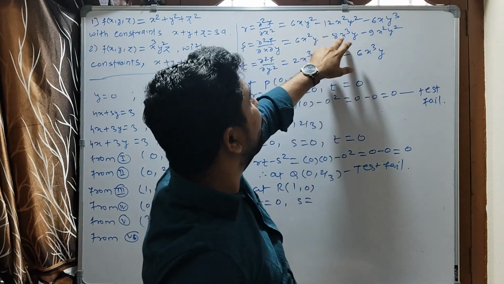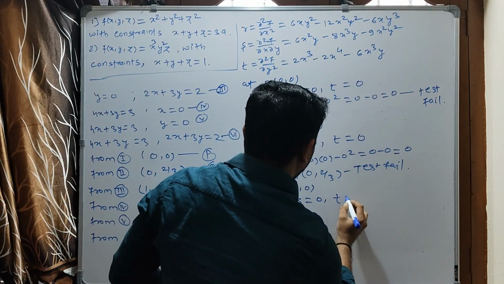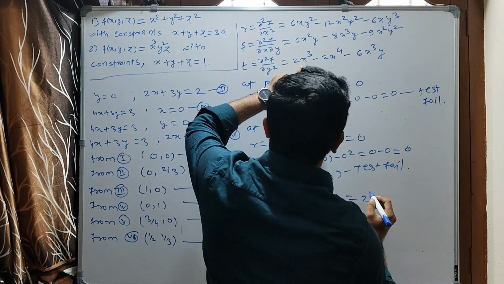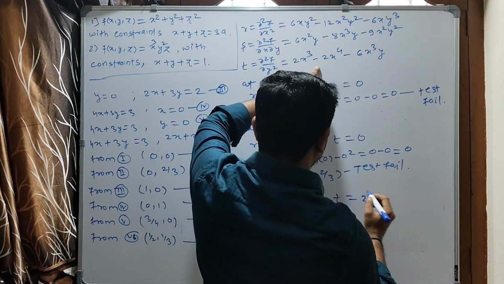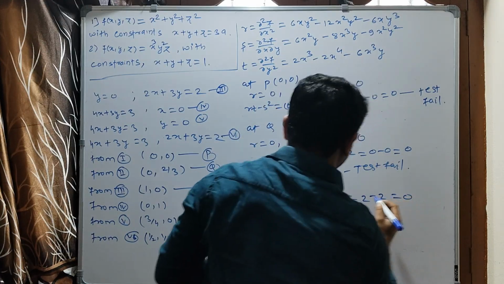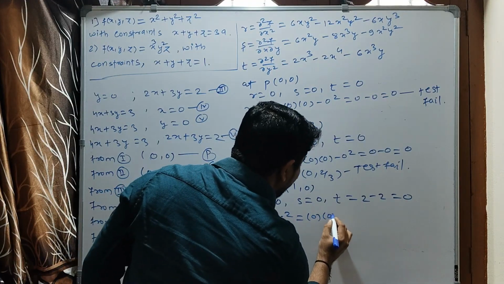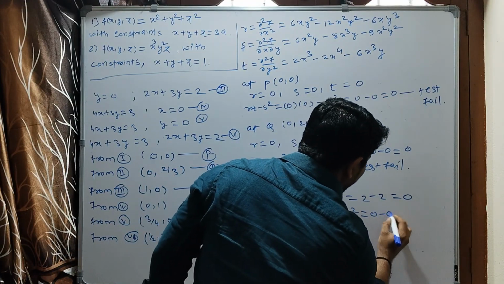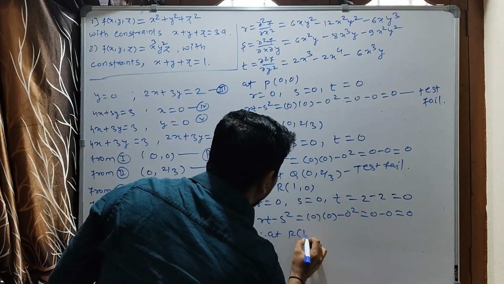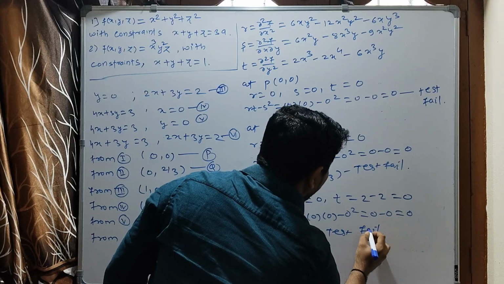And t equal to, so here x is 1, y is 0, so this is 2 minus 2, and so this is complete 0, which is equal to 0. Therefore again rt minus s square equal to 0 into 0 minus 0 square, which is equal to 0 minus 0, which is equal to 0. Therefore at r, that is (1, 0), test fails, or we can say no conclusion.